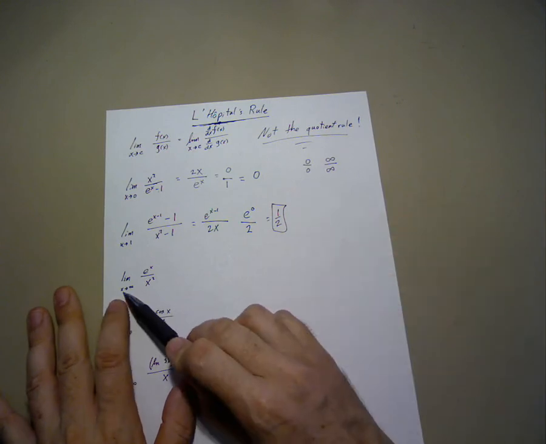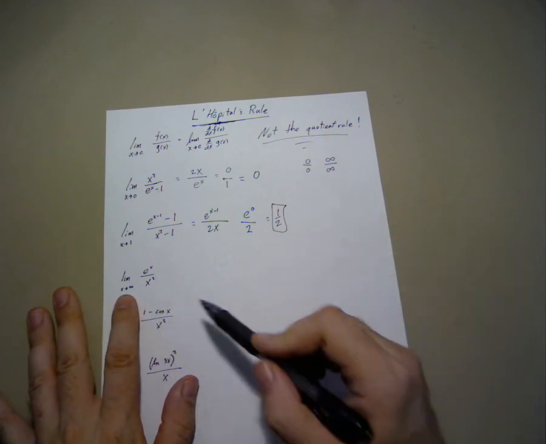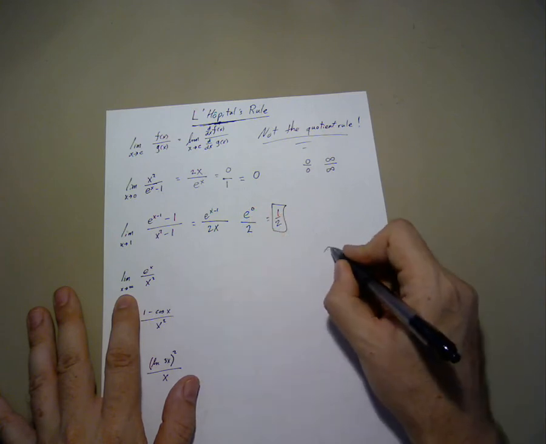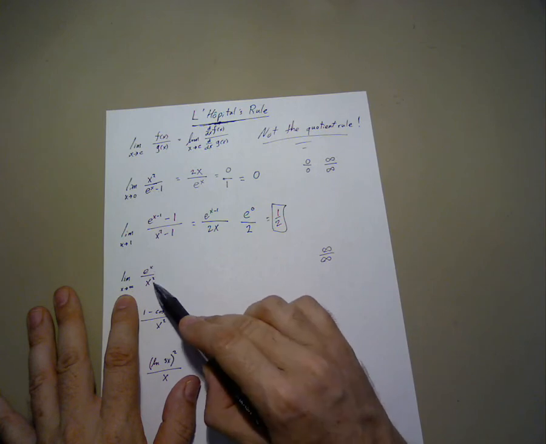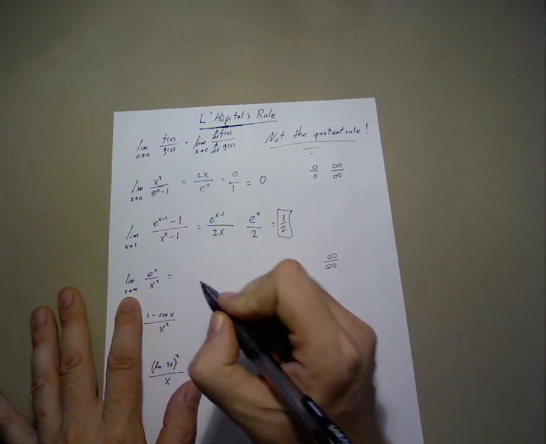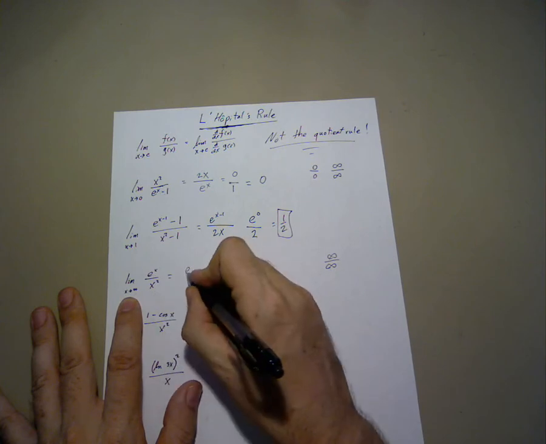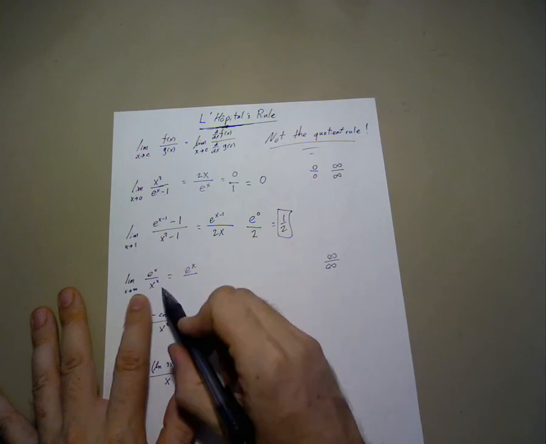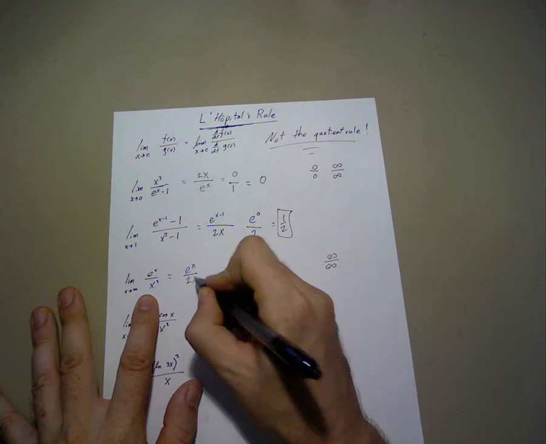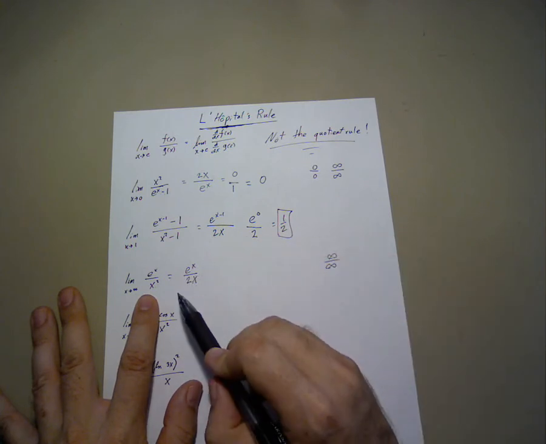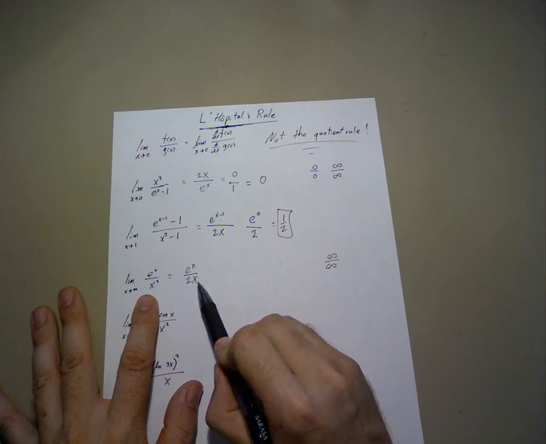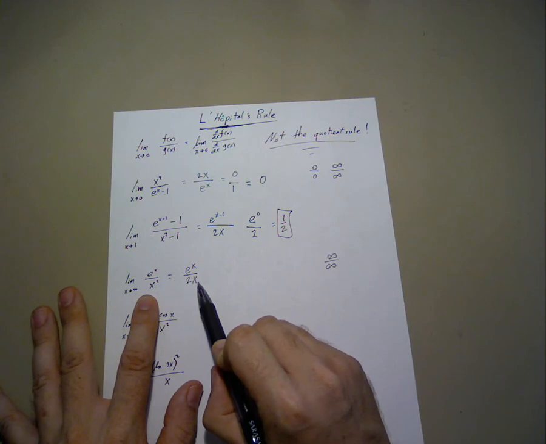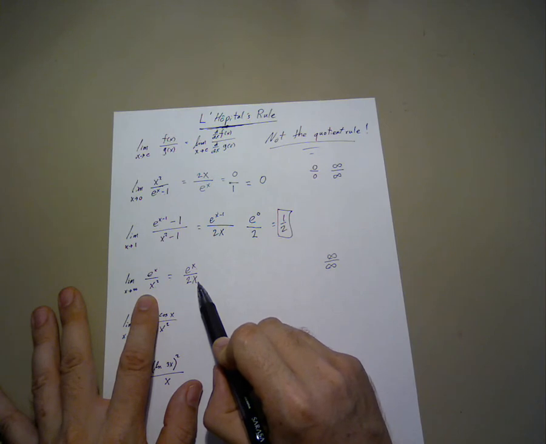In this problem, as x goes toward infinity, we get an infinity over infinity form. As x goes toward infinity, e to the x becomes infinite, and x squared becomes infinite. If we take the derivative, e to the x becomes e to the x, as we expect. x squared becomes 2x. If we evaluate this, we get infinity over infinity again. Well, it's simpler than we had before. Now we can apply the rule again.